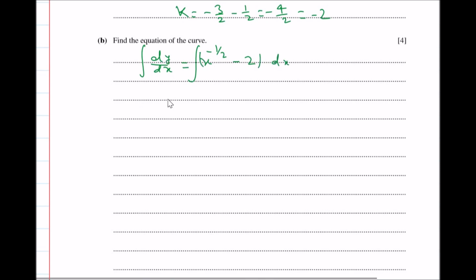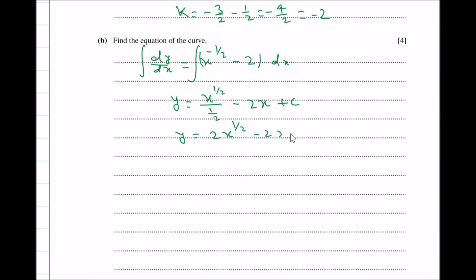So we get y is equal to, now integration of x to the power minus half is x to the power half divided by half, and minus 2 is minus 2x, constant of integration here. So y equal to, if you simplify, 2x to the power half minus 2x plus c. Now we need to find value of c, constant of integration.